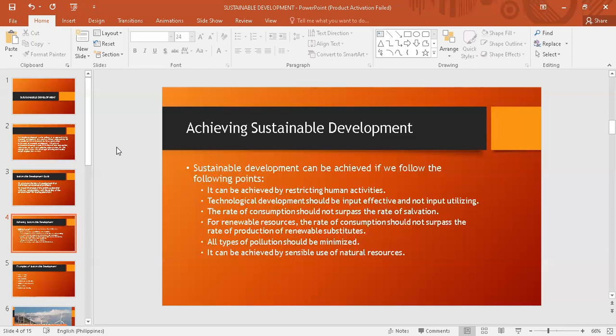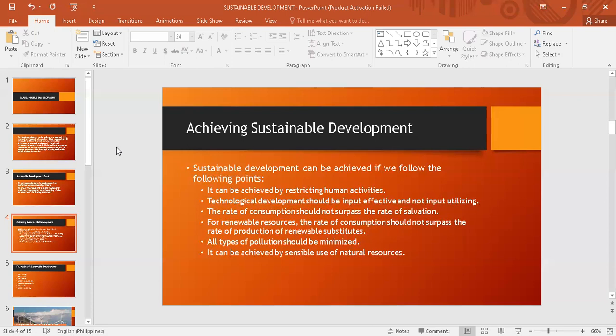Now, the things that everyone does in promoting the sustainable development is yung planting trees. So that's what we call the salvation, no? Parang pag-save ng environment natin, although we are consuming lots of paper products, and naka-compromise yung mga number of trees, but it should not surpass the rate of salvation.